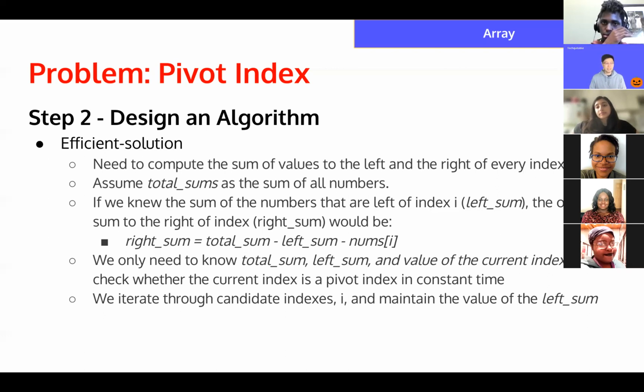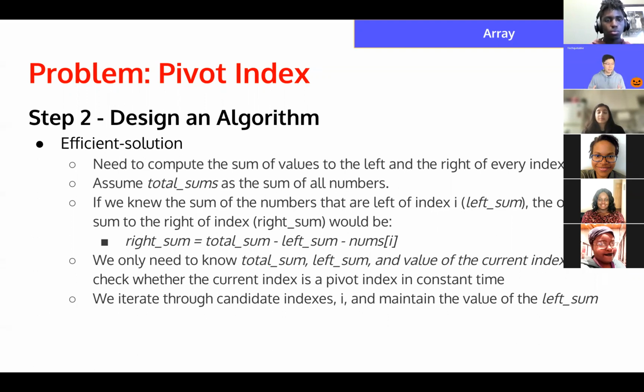If you do that, that's pretty clever because you don't need to do the sum operation again and again. All you're doing is adding one element to the running left sum, and then doing another operation of subtraction to find out what the right sum is. That subtraction is a constant time operation, and the comparison of the left sum and the right sum is also a constant time operation.